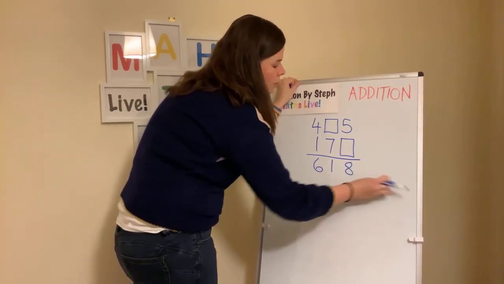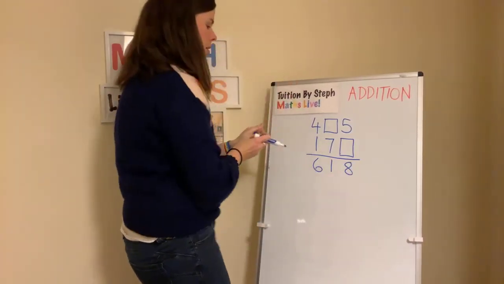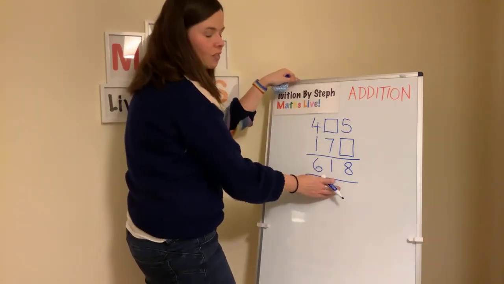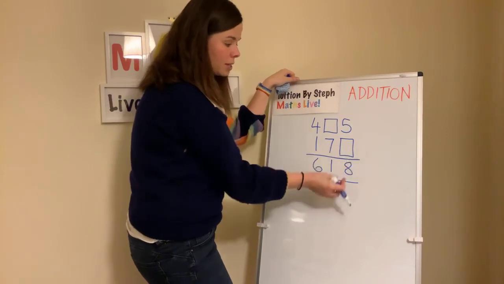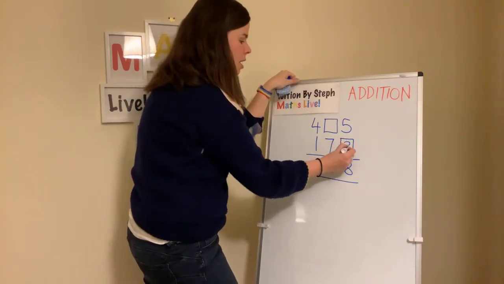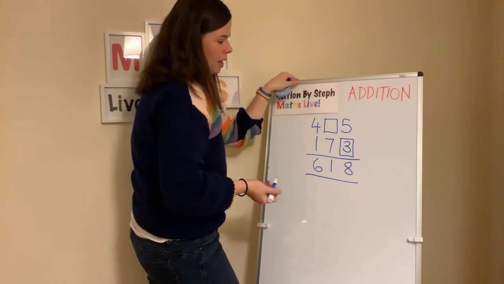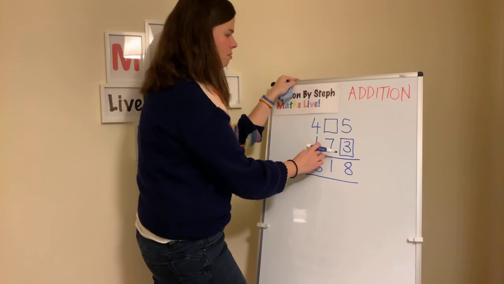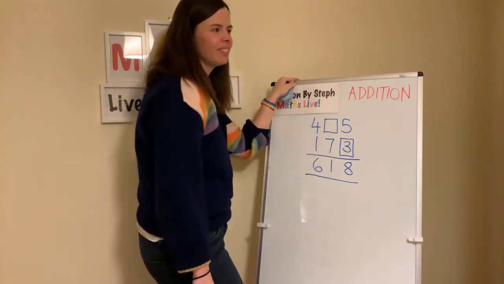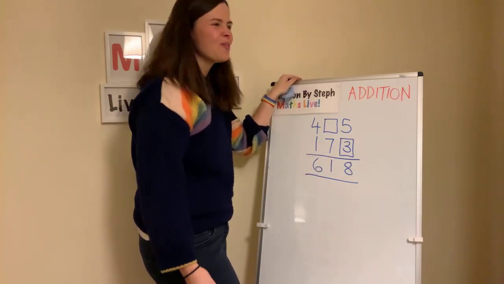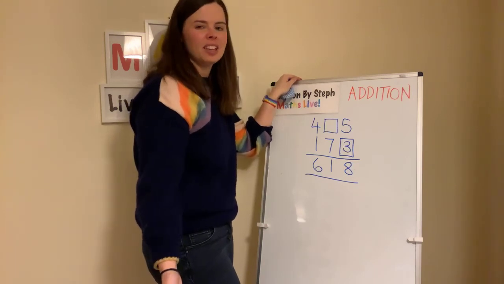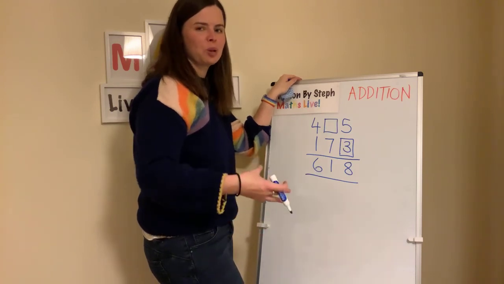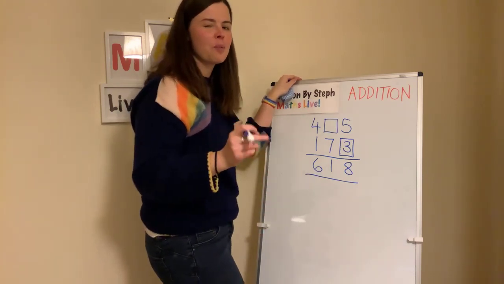So what we need to do is look and think, what do I add to 5 to make 8? What is this missing number that makes 8? And that's 3. And then what now? This is a weird one. What do I add to 7 to make 1? We can't do that. You can't add anything to 7 to make 1 because 1 is less than 7. So there must be a different way of doing it.